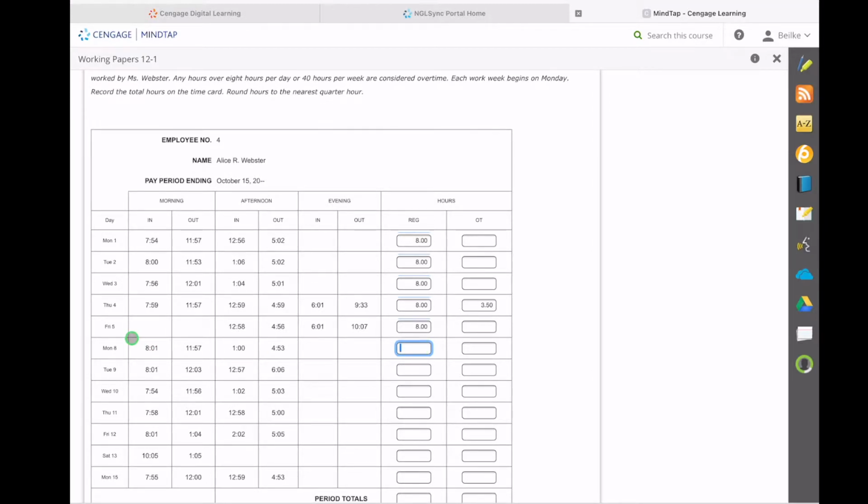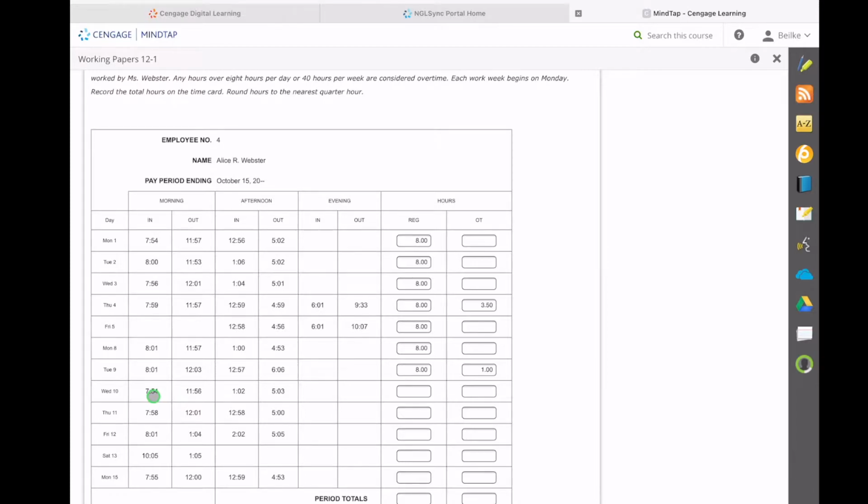Okay, we have 8 to 12, 1 to 5, another 8 hours. 8 to 12, 1 to 6. Okay, so if you look there, 8 to 12, 1 to 6. So that would be 9 hours. So they get paid 8 hours a day. And anytime they work over 8 hours in a day, they get paid for that in overtime.